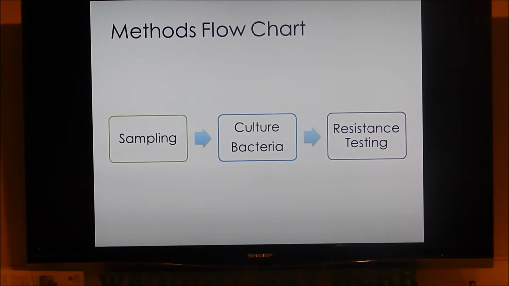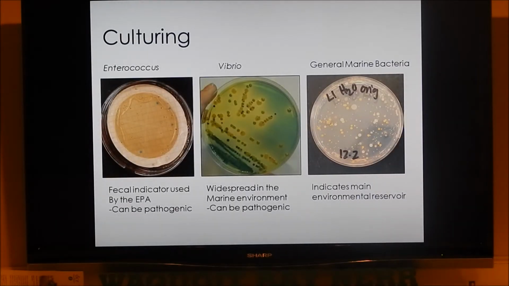So once we have the samples, we head back to the lab to culture the bacteria. So these are the 3 different types of bacteria we culture. The one on the left is Enterococcus, and this is considered a fecal indicator bacteria, so it indicates fecal contamination. And the EPA uses this bacteria to determine beach water quality and safety. These bacteria can be pathogenic, so that's part of the reason why we were interested in them as well. And it's important to know what their resistance levels would be.